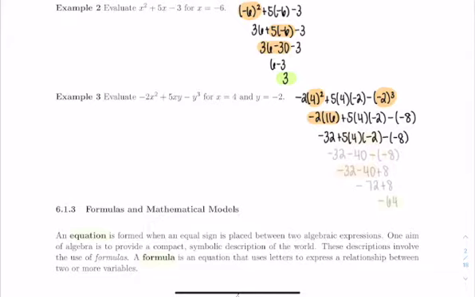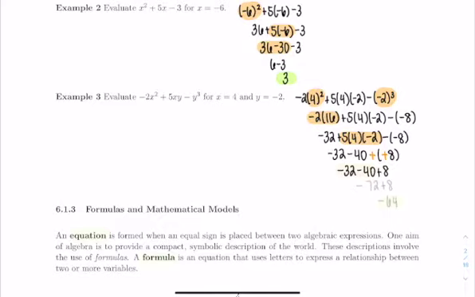And then we have the next set of multiplication, which is 5 times 4 times negative 2. And 5 times 4 is 20, and 20 times negative 2 is negative 40. And then we have this double negative that we want to make sure that we take care of. So we want to change this to a plus 8 at the end. So negative 32 minus 40 plus 8.